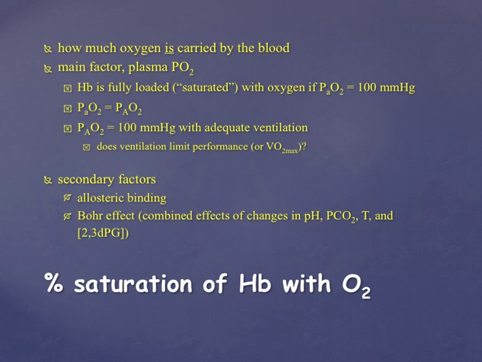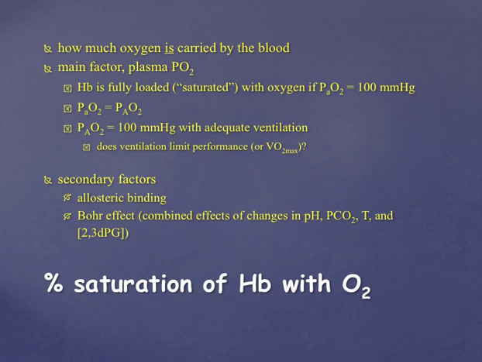Hemoglobin is loaded up 100%, or 100% saturated, if the partial pressure is 100 millimeters of mercury. So blood leaving the lung, if the partial pressure of oxygen in the blood is 100 millimeters of mercury, will be fully loaded up. Given that the arterial partial pressure equals the alveolar partial pressure, and the alveolar partial pressure is 100 millimeters of mercury if ventilation is adequate, then blood leaving the lung will be 100% saturated with oxygen.